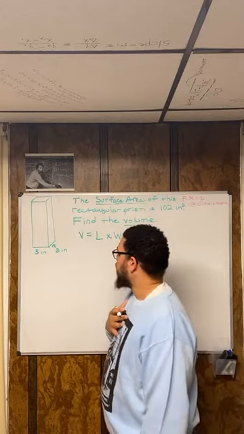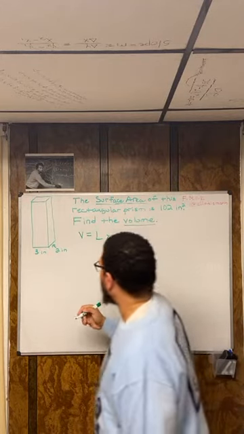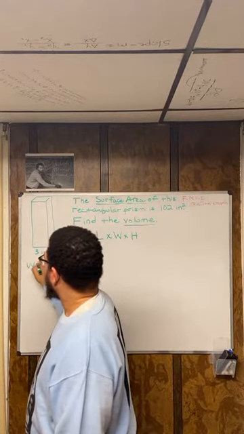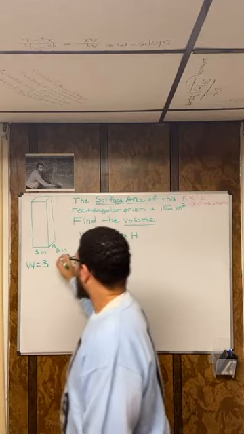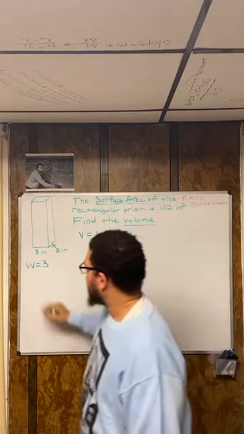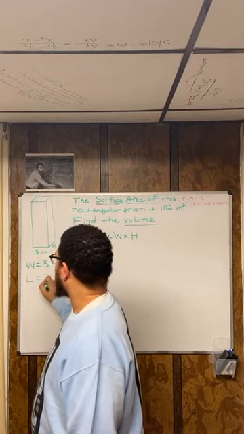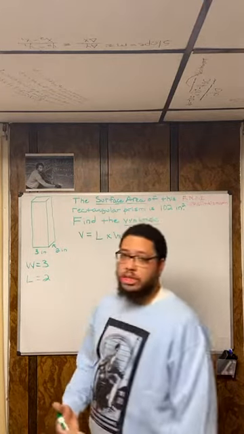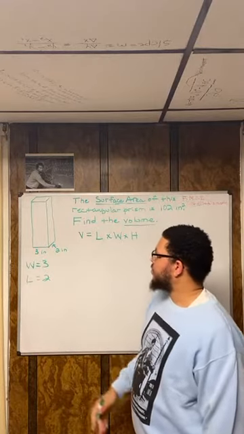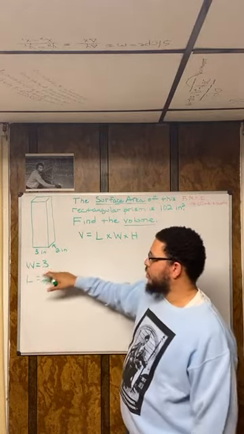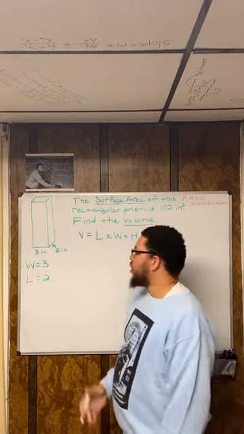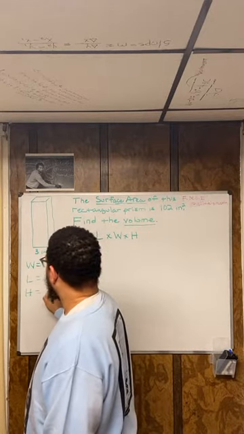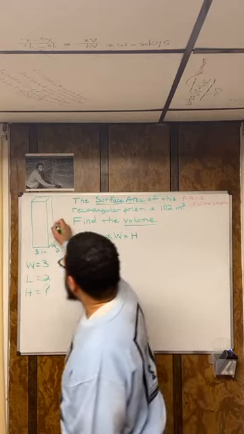So I'm going to label the information that I know. My width is 3 inches, so W equals 3. My length is 2 inches, so L is equal to 2. Now, I also need height in order to calculate the volume. But of course, that would be too easy. If they just gave us the height, we'd just multiply the 3 times the 2 times whatever the height is, and we'd be done. But this problem can't be that simple. So the height is unknown, because the height is this dimension.